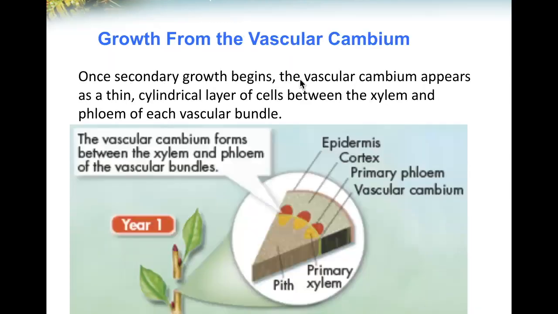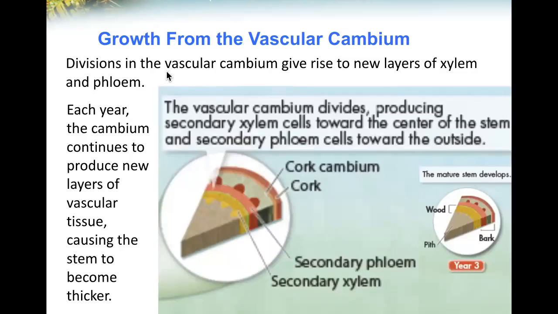Once secondary growth begins, the vascular cambium appears as a thin cylindrical layer of cells between the xylem and the phloem of each vascular bundle. Right here, the vascular cambium forms between the xylem and the phloem in the vascular bundles. The pith is on the inside. That's in year 1. The cortex is out here. Year 2 looks different. The divisions in the vascular cambium give rise to new layers of xylem and phloem. Each year, the cambium continues to produce new layers of vascular tissue, causing the stem to become thicker.